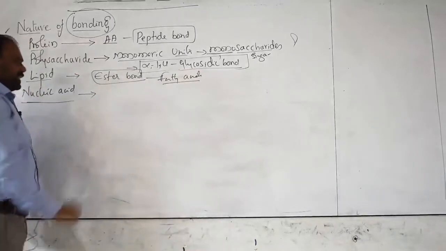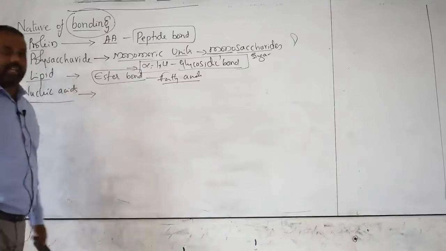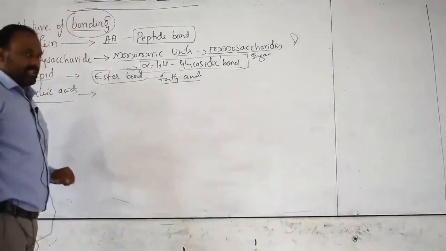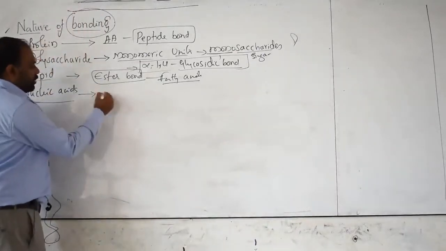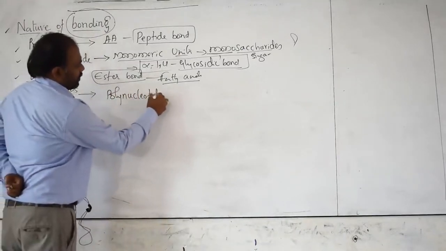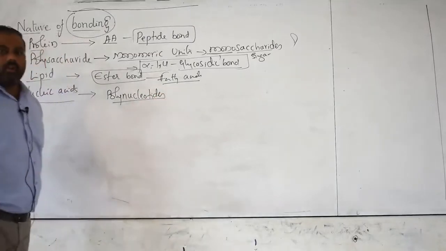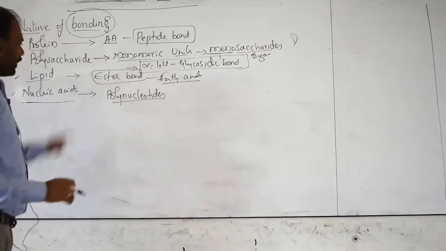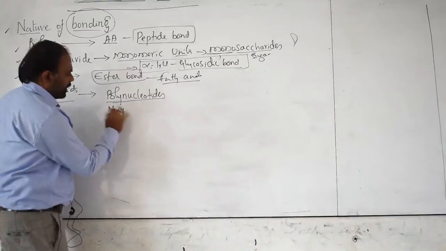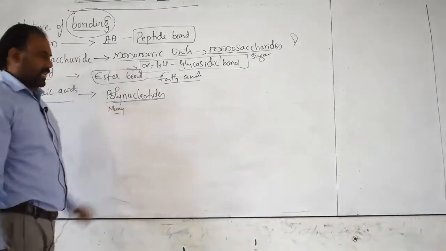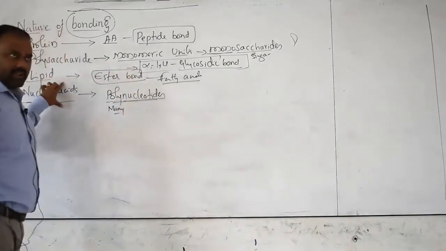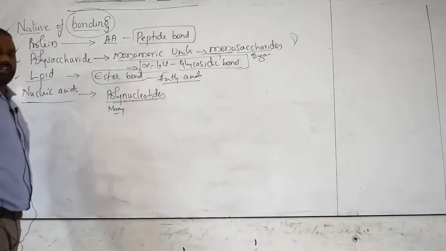Next, last one is nucleic acids. I told you in the last class that DNA and RNA together are called nucleic acids. Here nucleic acids refers to, remember the word, polynucleotides. Poly refers to many, and nucleotides, as I told you in the last class. There are many nucleotide units that make nucleic acids. A long chain of nucleotides is nothing but polynucleotides.